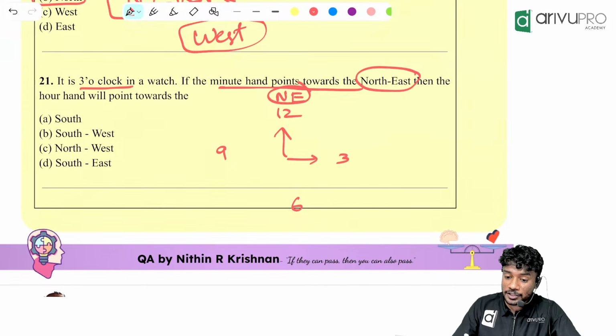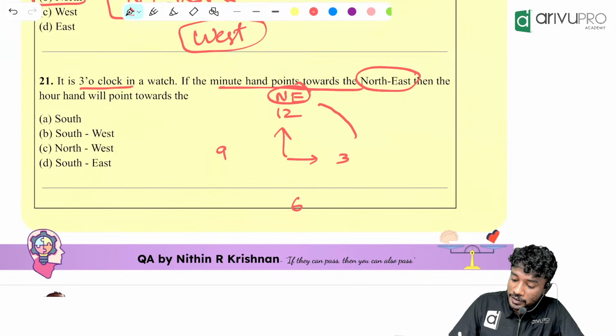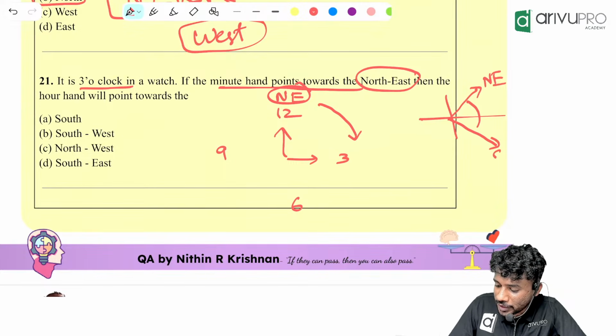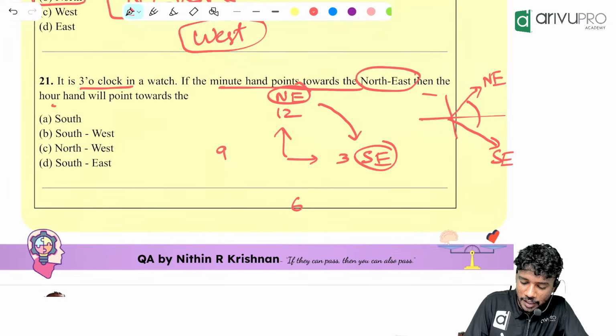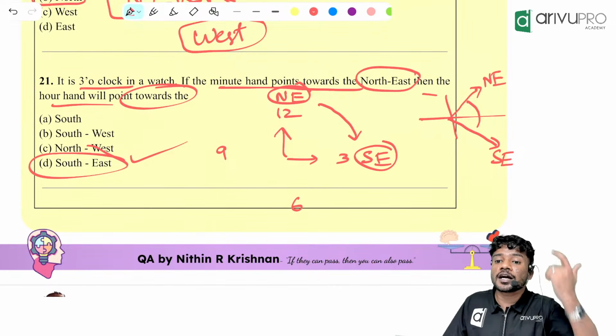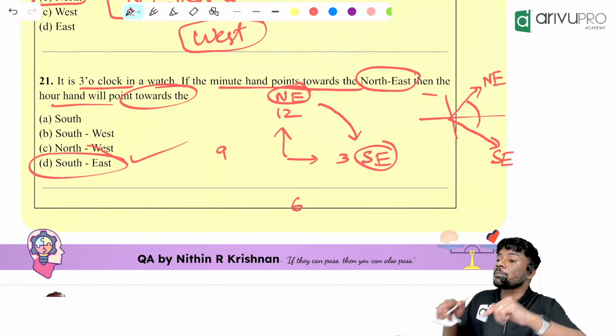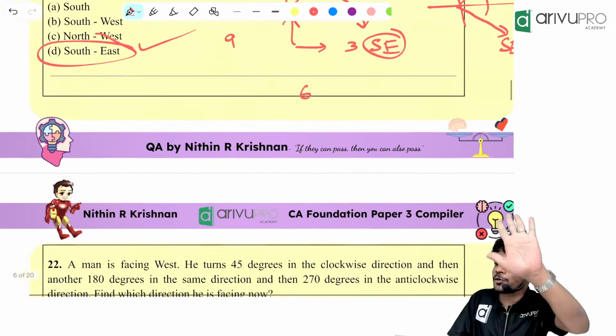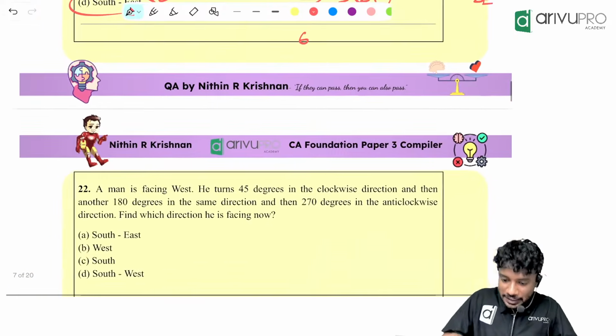Right of northeast is what? If you want, you can just draw this. This is northeast. Right of northeast, 90 degrees, is southeast. So the hour hand will point towards the southeast direction. Very easy. Whenever you are confused with the direction, draw one sample on the right side and keep it. It will be useful for 5 questions.